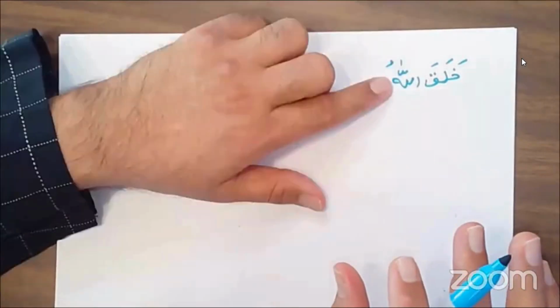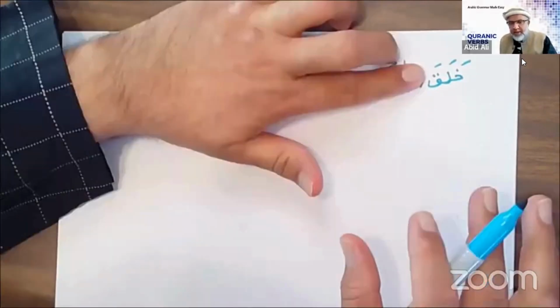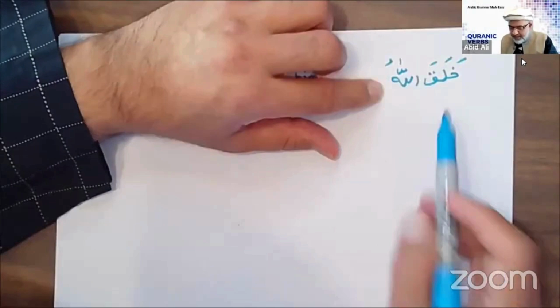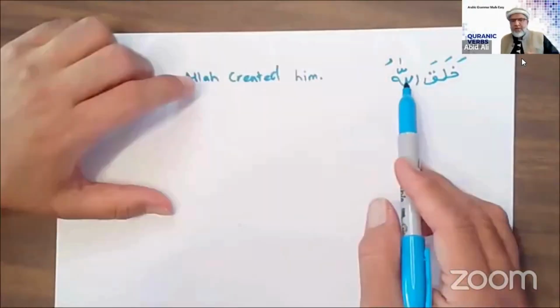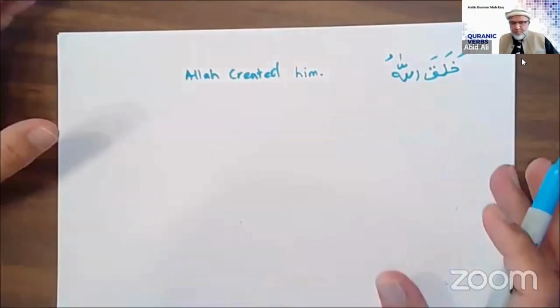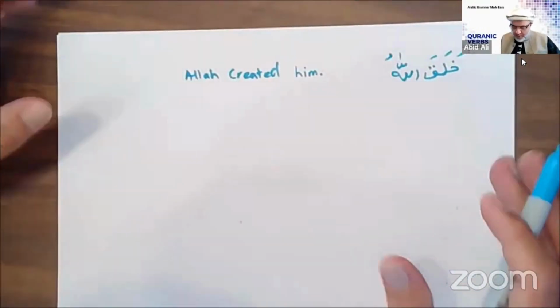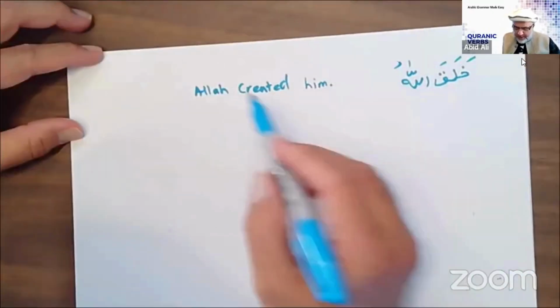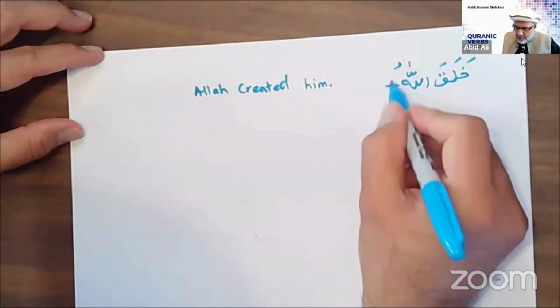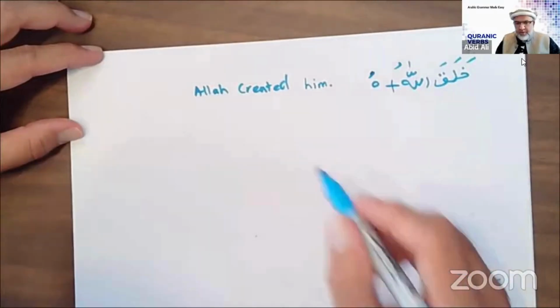When you have siga number 1 and a noun with the rafa status after that, then that is an outside fa'il. Remember, we had a whole session on inside fa'il and outside fa'il. So if we have to say Allah created him, obviously after khalaqa Allahu, we have to put the hu.